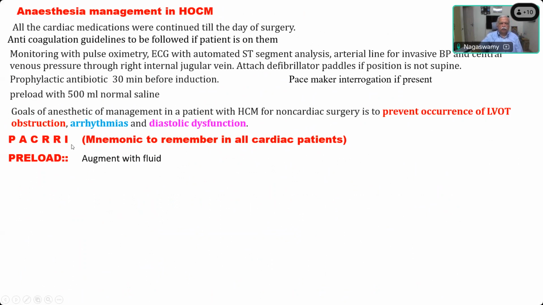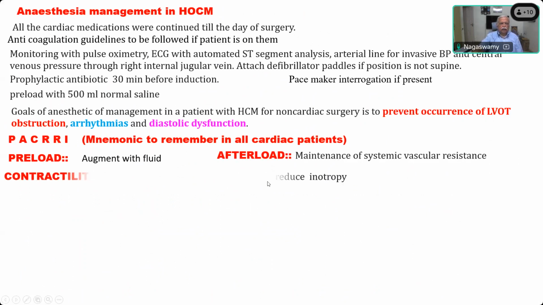So the preload in this case, it should be augmented with fluids. So, you know, don't do fluid restriction. If you are going to have 6 hours of NPO, better to give IV fluid. As I told, 500 ml of saline or Ringer's lactate can be given to augment the preload. Afterload, you have to maintain the systemic vascular resistance. No sudden hypotension or vasodilatation should be allowed.